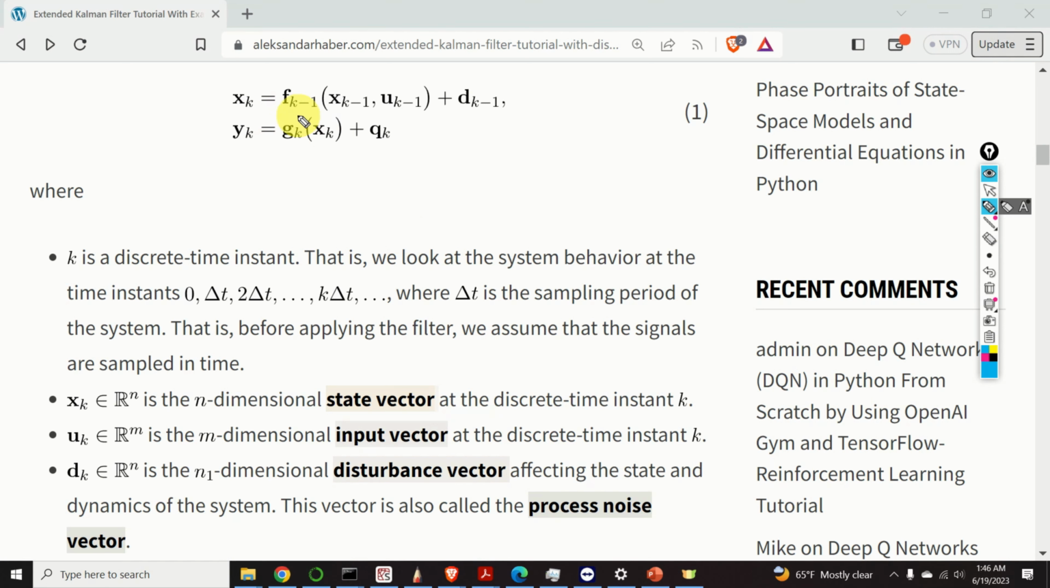Beside these vectors, we also have two nonlinear functions. The first nonlinear function is fk minus 1. This is a nonlinear vector function of vector argument, and the second function is gk. The function gk is a nonlinear vector function of vector argument. The function fk minus 1 quantifies the state dynamics of the system, and the function gk is our measurement model.